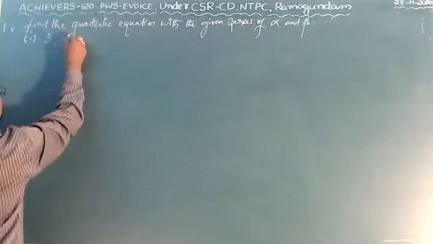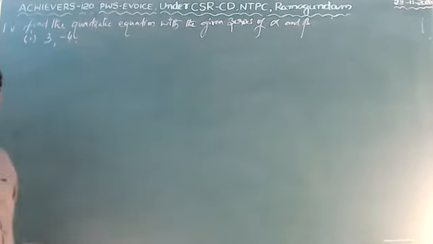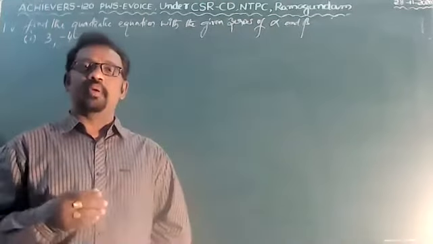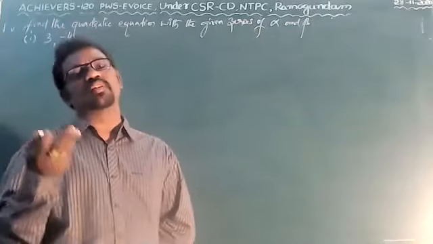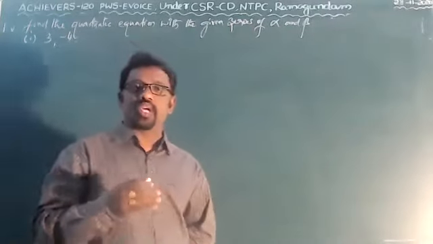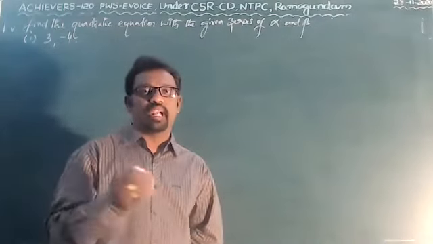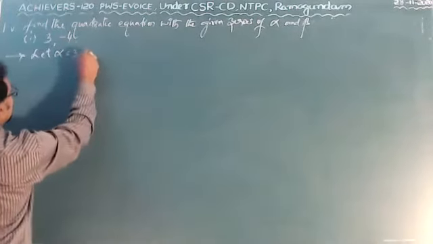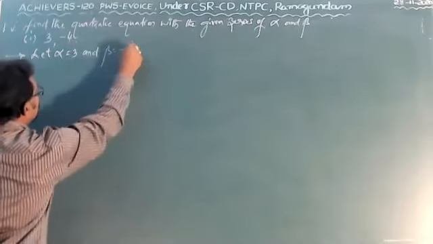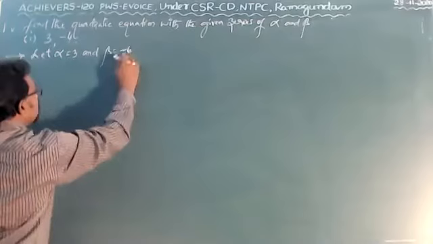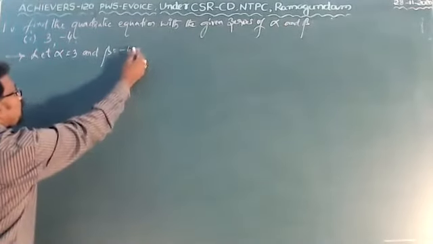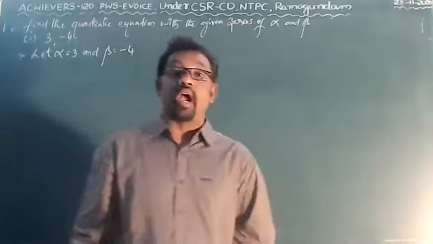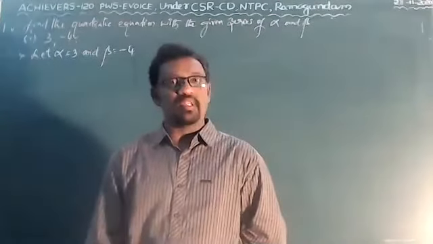Let us take 3 comma minus 4. We can take alpha is equal to 3 and beta is equal to minus 4. Otherwise, you can take alpha is equal to minus 4 and beta is equal to 3, it is your wish. Let alpha is equal to 3 and beta is equal to minus 4. We have to find the quadratic polynomial from these zeros.